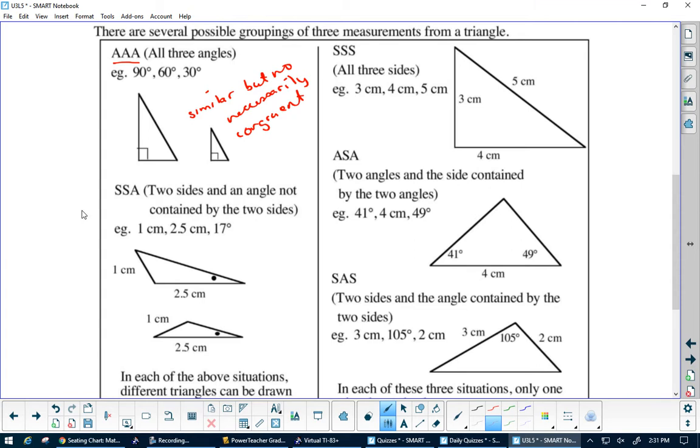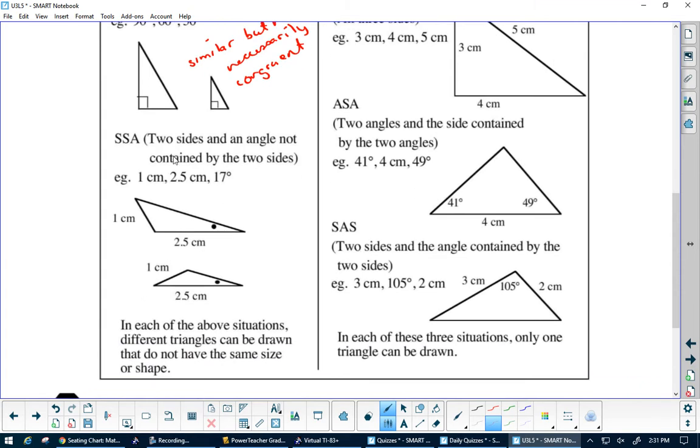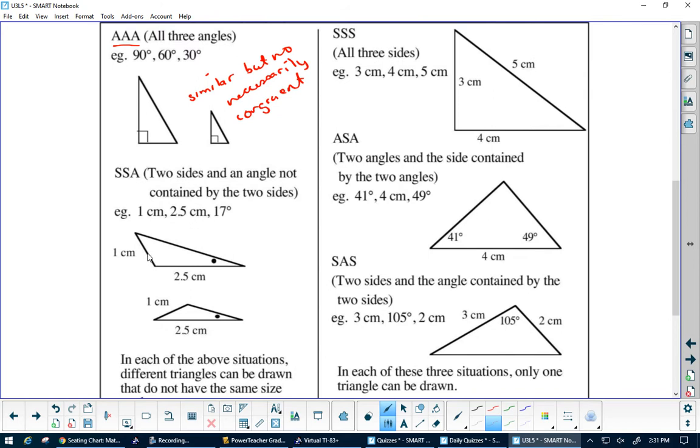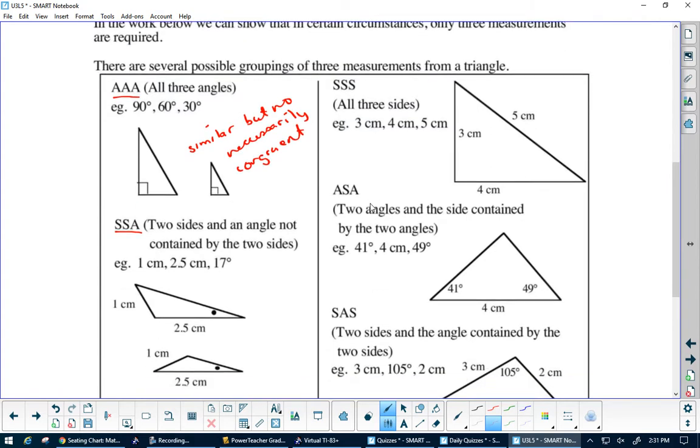Now, there's side-side angle that we talk about a lot in Math 20-1, because this can have two cases. This is what's called the ambiguous case. See how this is a 1, 2.5, and then a 17-degree angle? This is also a 1, 2.5, and a 17-degree angle. So side-side angle can have different possibilities to it. Same with angle.